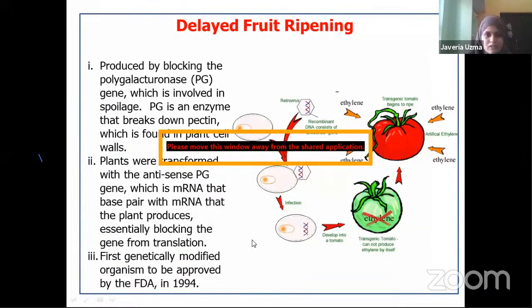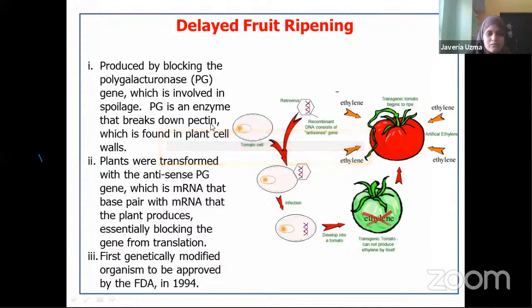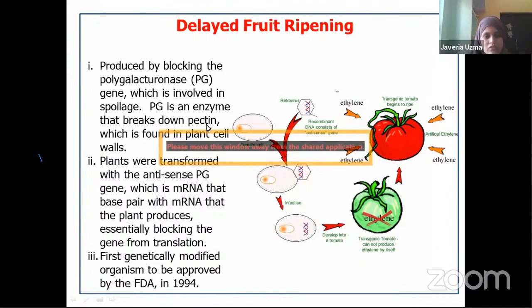fresh for many days. So how this mechanism is done is, it is produced by blocking the polygalacturonase gene, which is involved in spoilage. This gene is responsible for spoiling of the tomato plant because it breaks down pectin, which is found in plant cell walls. When pectin in plant cell walls breaks down, it will ripen the fruits.